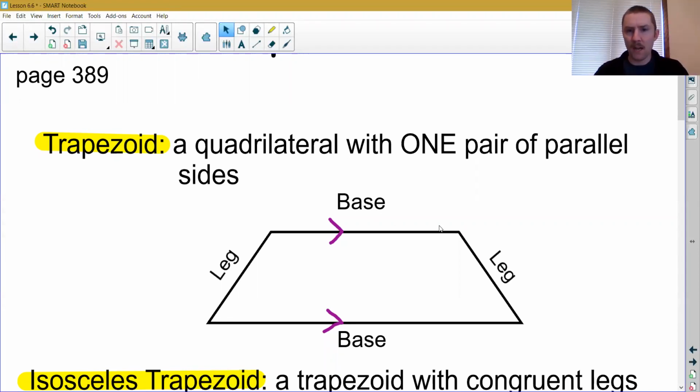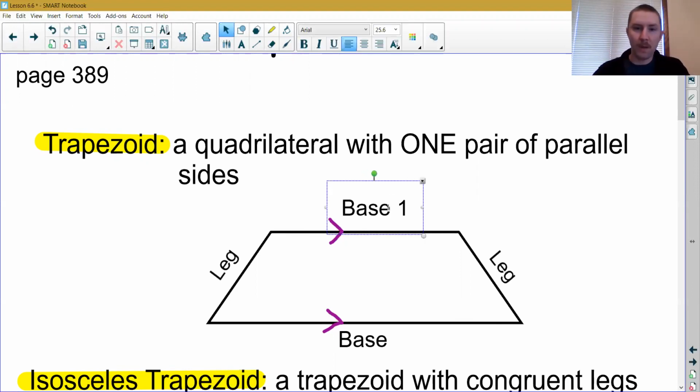Now those parallel sides, which I have here shown with these purple arrows, are called the bases of the trapezoid. So a trapezoid has two bases. Okay, we're maybe sort of used to seeing the base of a triangle or maybe even the base and height of a rectangle. In a trapezoid we have two bases. So we call one of them base 1, we call the other one base 2. And it doesn't really matter which one's 1 and 2, but there are two bases, okay? Those are the parallel sides. The parallel sides of a trapezoid are called bases.